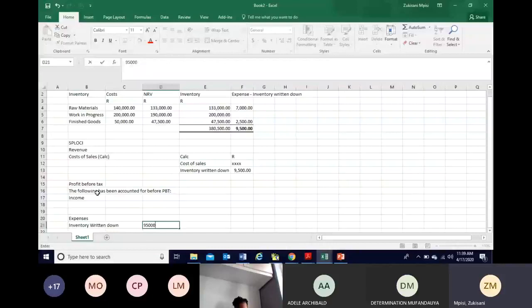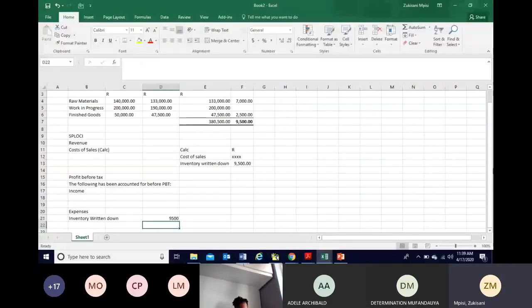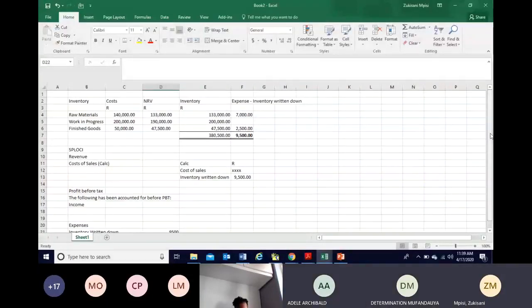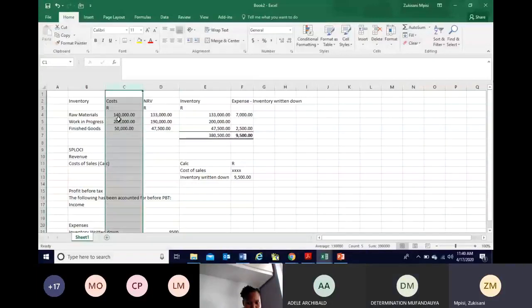So I'm just showing you that in principle inventory is measured at lower of cost or net realizable value. So on this question 3 of 102, you have been given the cost of raw materials, work in progress, and finished goods, and you have been informed Apple Ltd is a manufacturing company, which means that you are in the production.